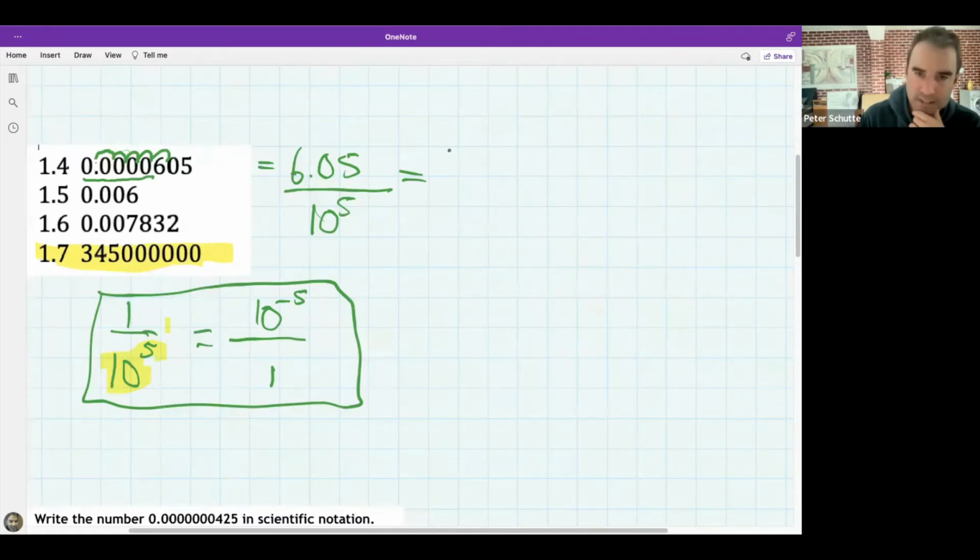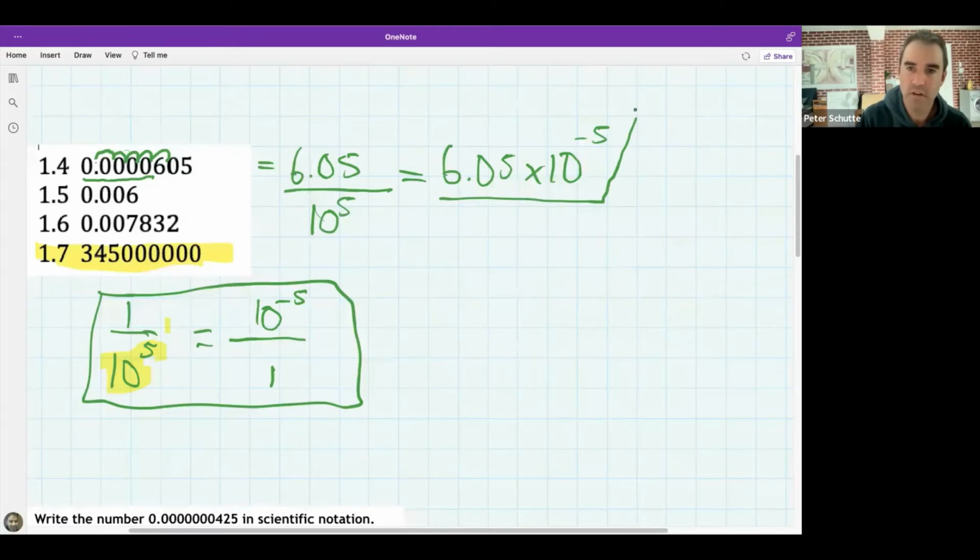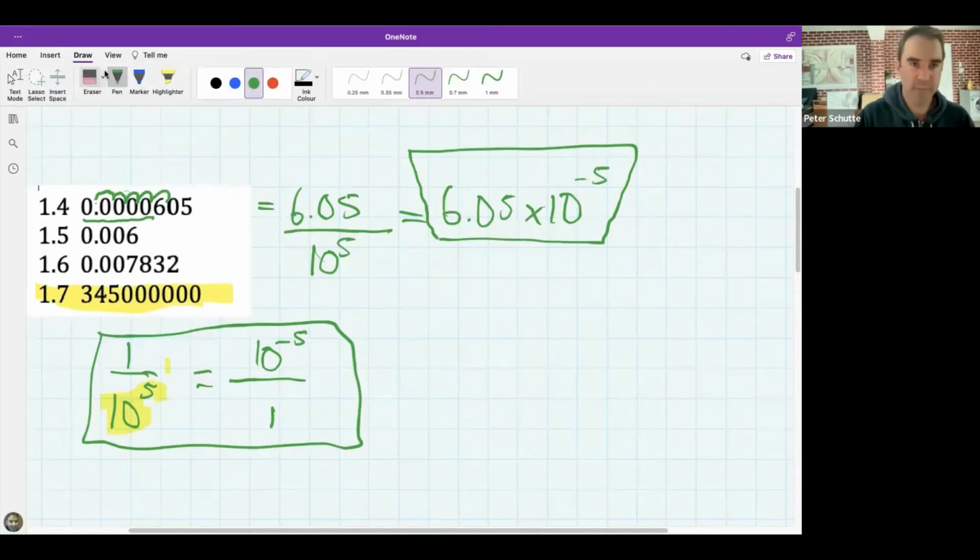So what that means here is I write 6.05 times 10 to the minus 5. And that is what we call scientific notation for a very small number. So I want to go through the steps again. The first step was I asked myself, what do I need to do to get the decimal point from here all the way to in front of the 6? And then I wrote down this number over here.